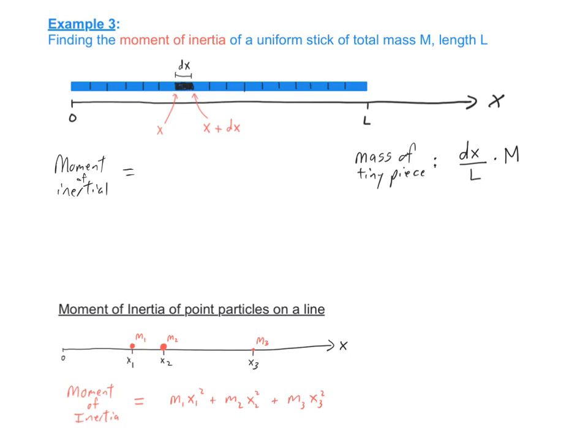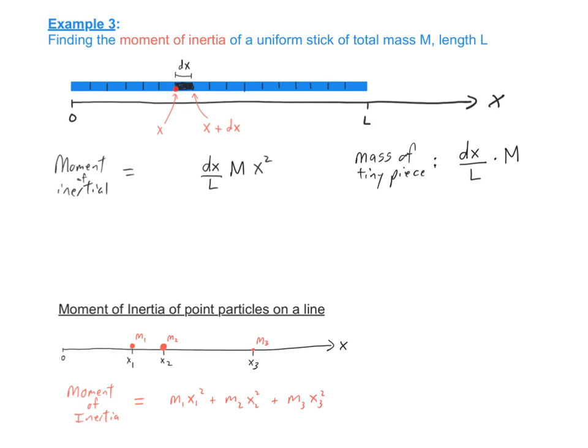What we're going to do is take the mass of that one little piece, which we found to be dx over L times m, and we're going to multiply it by its horizontal position squared. So for that one little piece, here's its mass, and we multiply by its horizontal position squared. So we multiply by x squared. And this thing that we just constructed represents one of these terms for one particular mass.